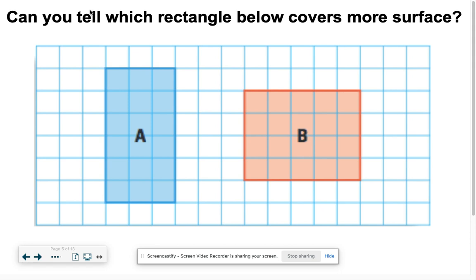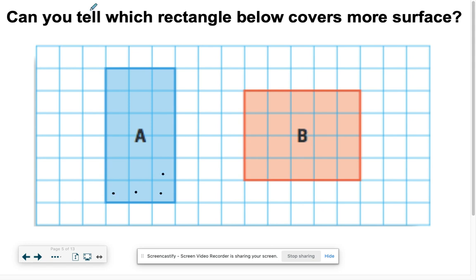All right, so it says, can you tell which rectangle below covers more surface? AKA, which one's bigger? Why don't you count area? I think it's B. Yeah, you just count how many little boxes are in there. Anaya thinks B. Should we see?